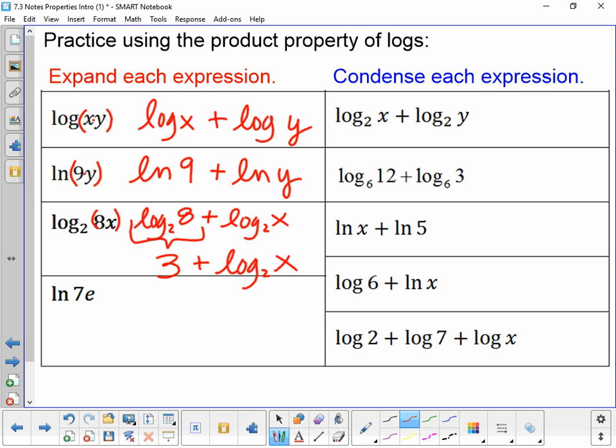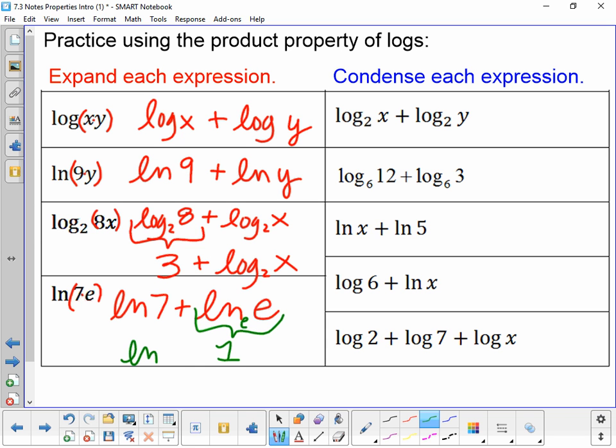Last one, natural log of 7e. So we would have the natural log of 7 plus the natural log of e. Remember though, natural log of e is a base e logarithm, so that's saying what power of e is e, and so this actually simplifies to 1.